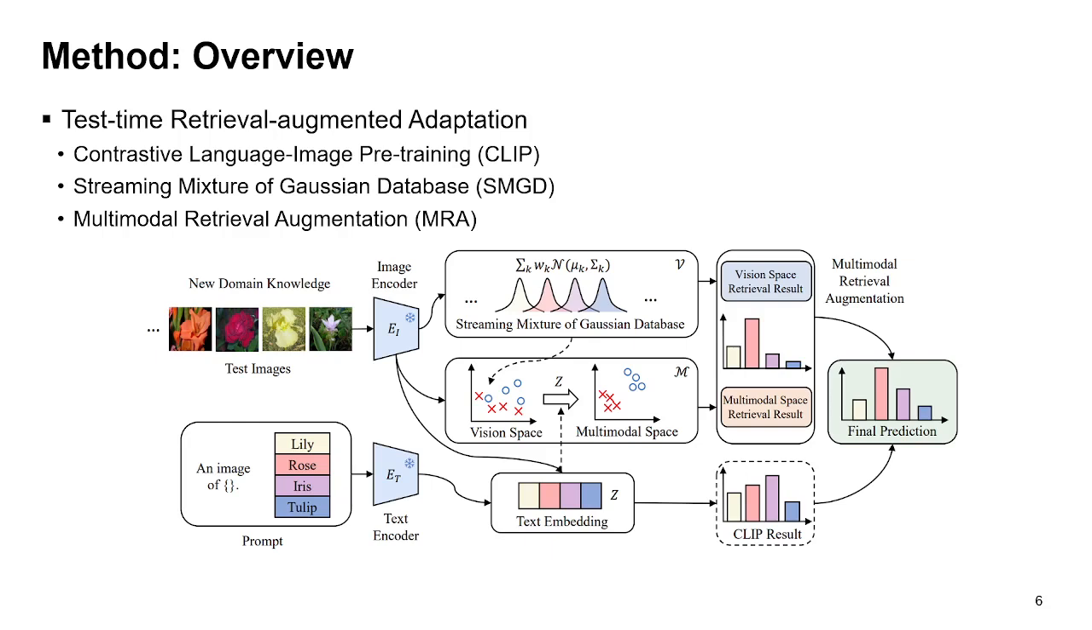Our method, test time retrieval augmented adaptation, mainly contains three modules. CLIP provides the base prediction; the streaming mixture of Gaussian database, SMGD, module stores important test sample information into Gaussian centers; and a multimodal retrieval augmentation, MRA, module retrieves important information from both vision and multimodal spaces.